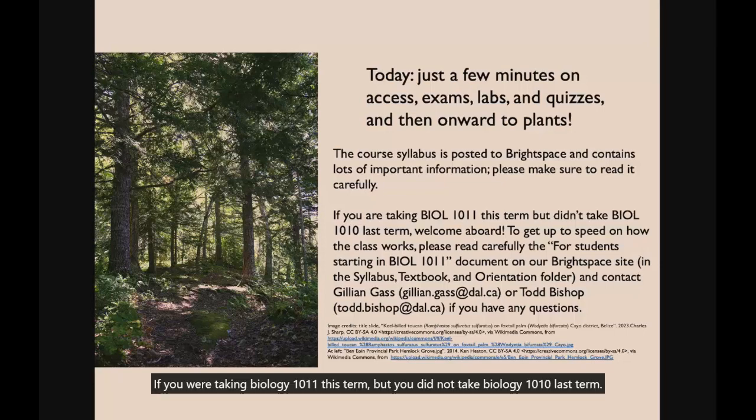If you are taking Biology 1011 this term, but you did not take Biology 1010 last term, first of all, welcome aboard. Second of all, please on Brightspace find the document that's called for students starting in Biology 1011. That's in the syllabus or textbook orientation folder, and that's going to give you some information that you need just to get you a little more oriented to the class since you were not in the first half of the class last term. And you can contact me or Todd if you have any questions after you review that document.